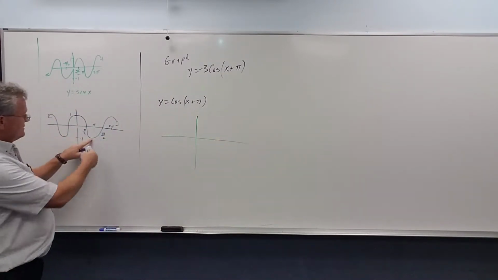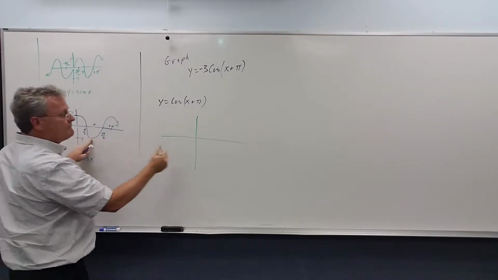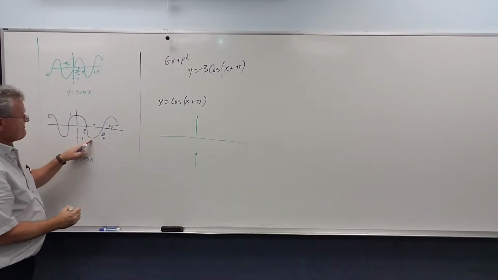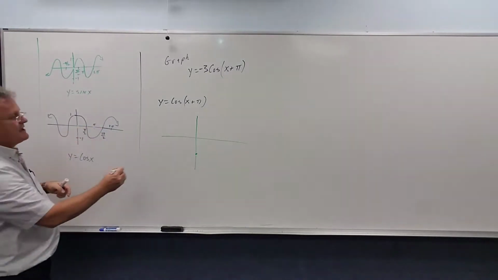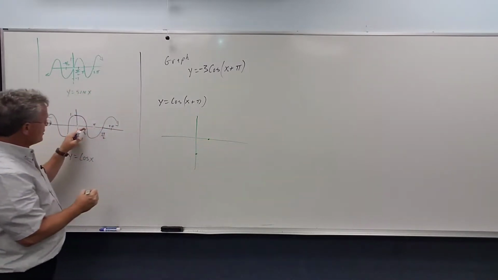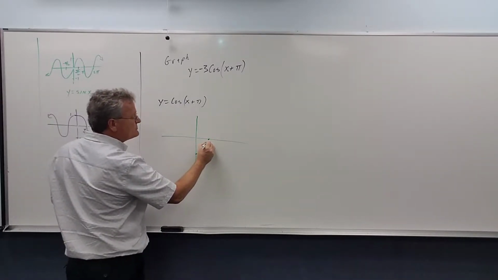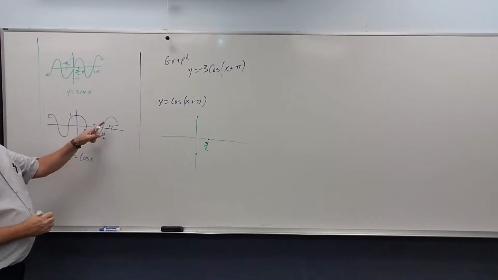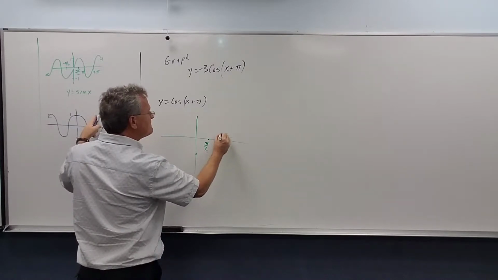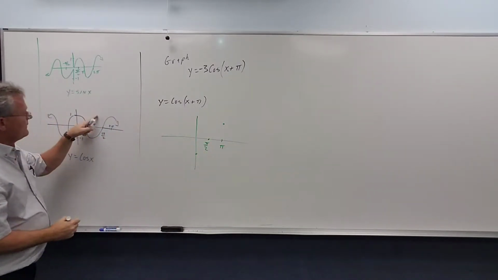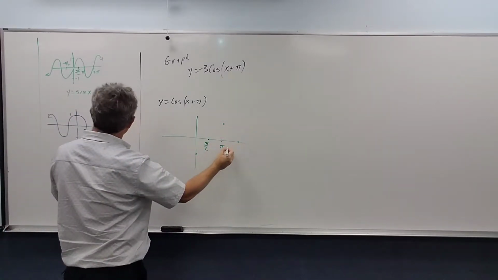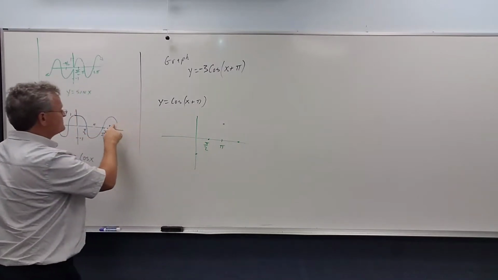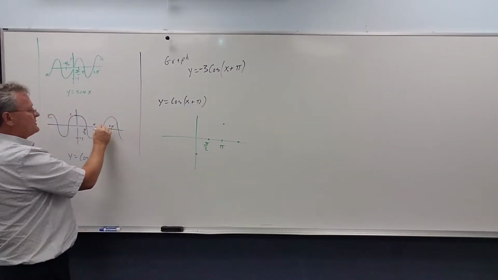So in other words, this point here gets moved over to here. This point here gets moved over to here. That distance is pi. When we move it over, that becomes pi over 2. This point here goes over to pi. And if I kept going here, this point here would come over to 3 pi over 2 if this was extended here. This here would go over to there.